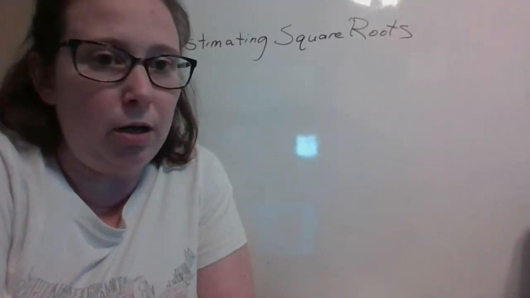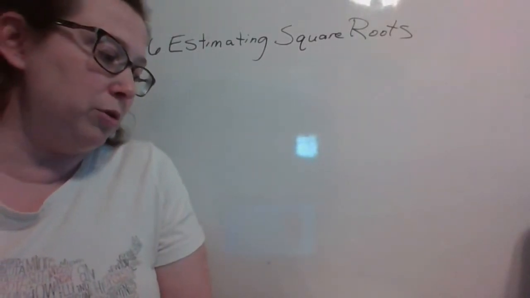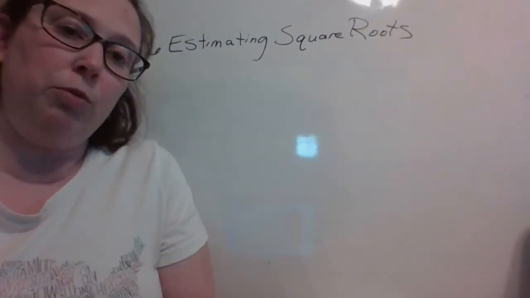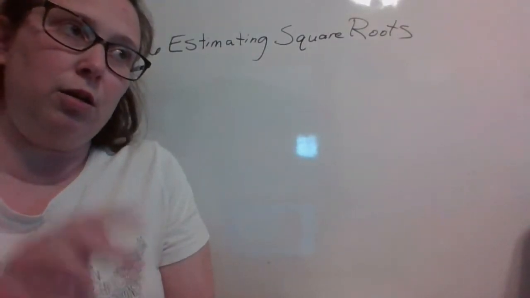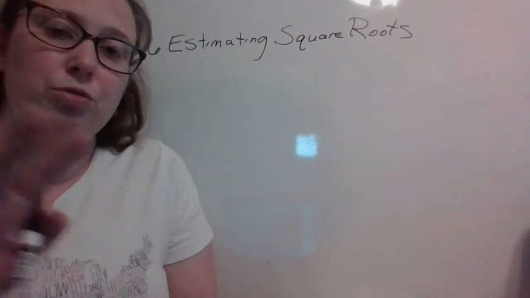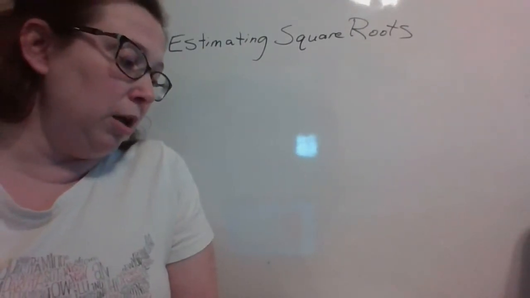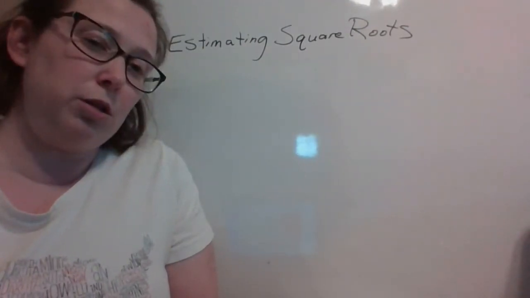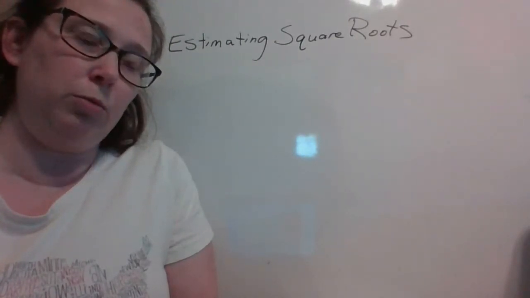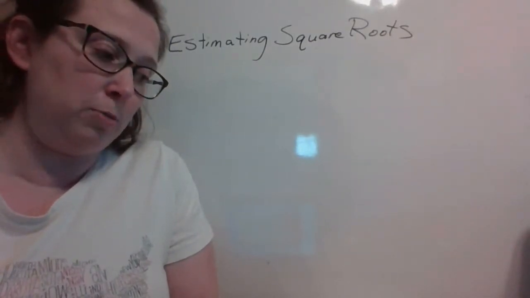Today we are working on lesson 4-6, estimating square roots. We do not have any vocab that's new to this section. We will be using the knowledge that we learned in our square root section to help with the estimating of square roots. And essentially, the most important thing that we will be taking advantage of is those perfect squares that we talked about.